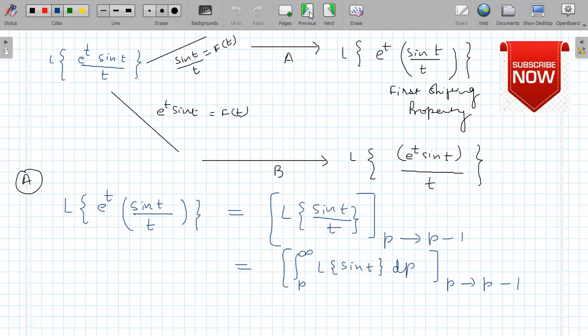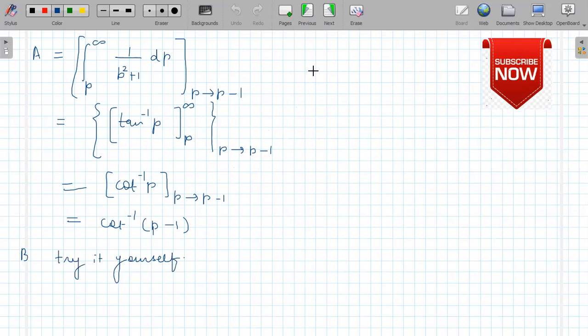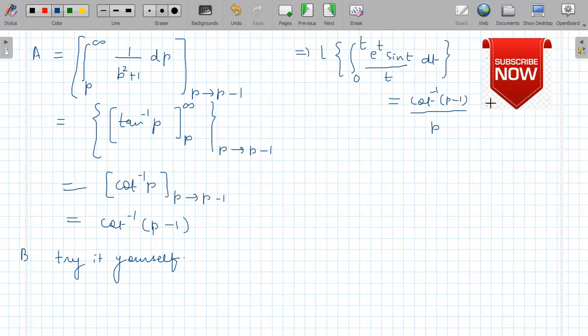So the answer of this question is: the Laplace transform of the integral from 0 to t of e to the power t sin t divided by t dt is cot inverse of p minus 1, whole divided by p. This is the final answer of the given question.